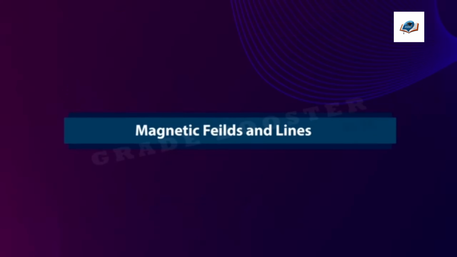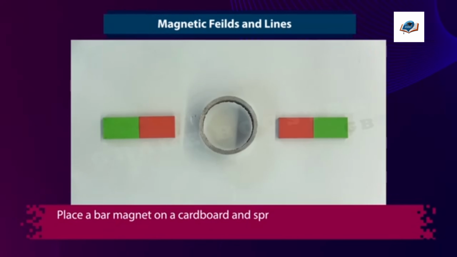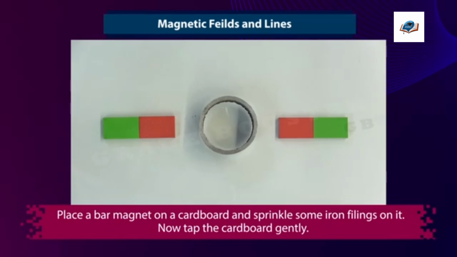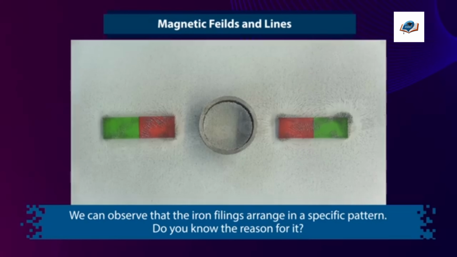Magnetic fields and lines. Place a bar magnet on a cardboard and sprinkle some iron filings on it. Now, tap the cardboard gently. We can observe that the iron filings arrange in a specific pattern. Do you know the reason for it?